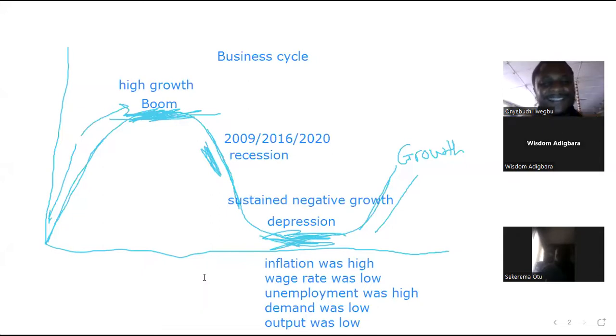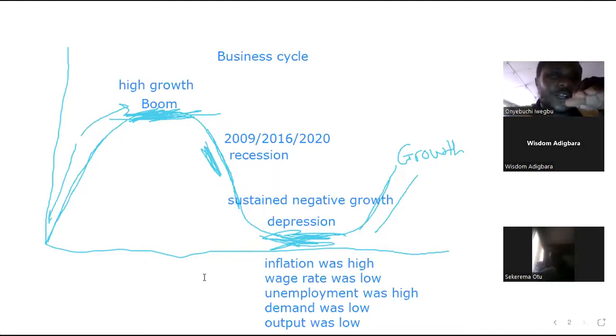According to the classicalists in the theory of business cycle, the government does not have a role to play in provision of goods and services. That theory says that when an economy goes into recession, don't worry. The invisible hand will cause recovery. The forces of demand and supply will lead to recovery. When the economy slides into recession, you don't need to worry. The economy will quickly recover.